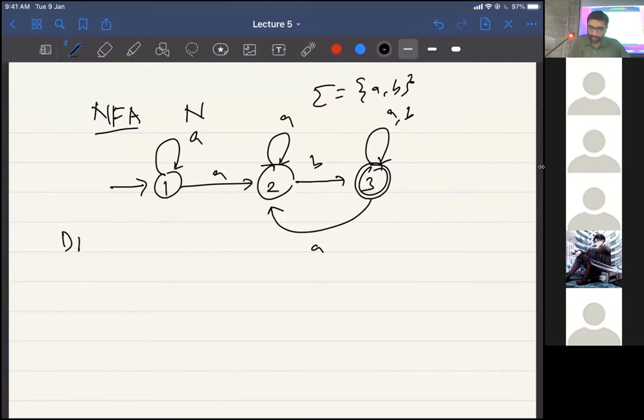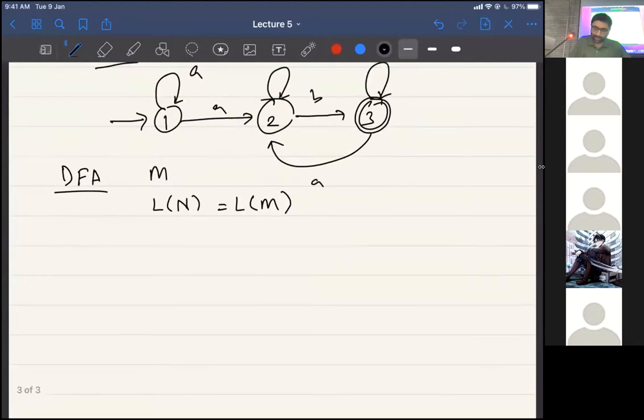So imagine that there exists a DFA M, which is equivalent to the machine N. When we say that two machines are equivalent, what does it mean? It means they accept the same language. That is, the language of N must be the same as the language of M, even though N is a non-deterministic machine and M is a deterministic machine. So let's convert it. How can we convert it?